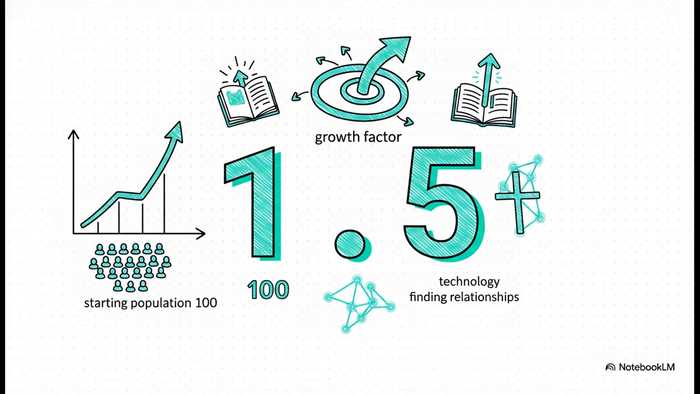Y equals 100 times 1.5 to the power of x. Let's break that down. The a value is 100, which is our starting population. The b value is 1.5, which is our growth factor. That means the population is growing by 50% every single time period. And the tech figured that out for us in seconds.